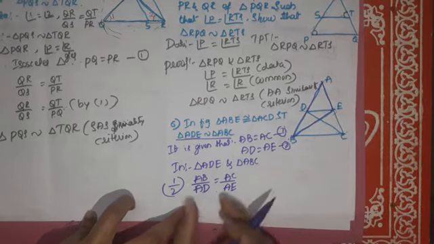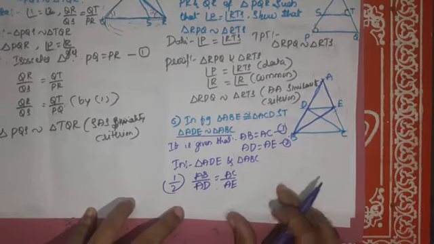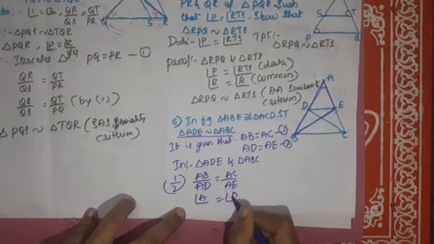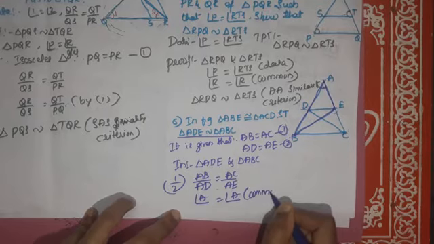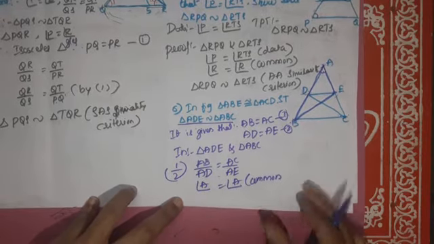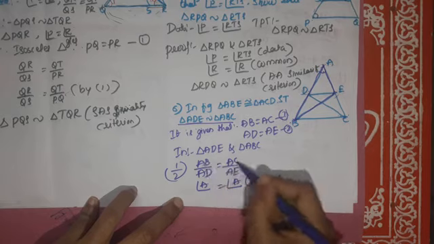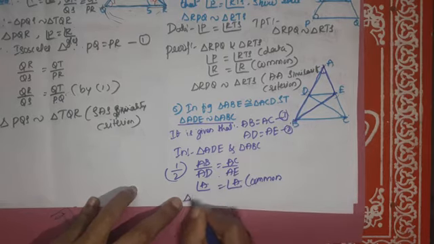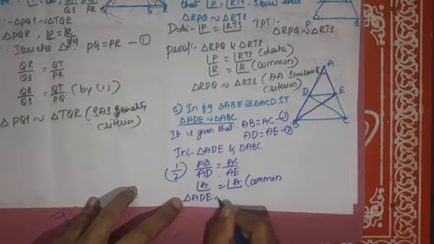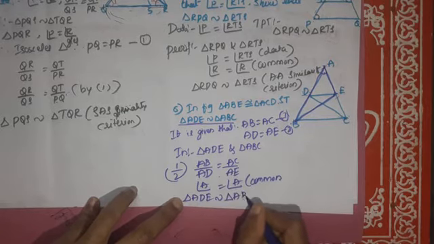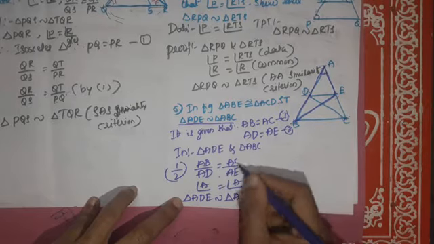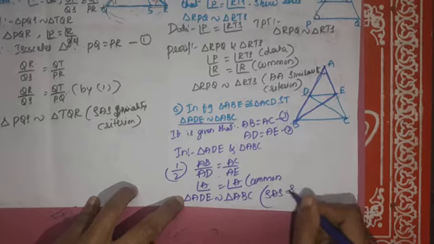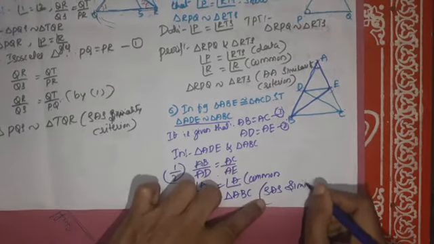Here the sides are in proportion, and one more, this is a common angle. Angle A equals angle A is common. So the two sides are in the same ratio and one angle is equal, then automatically the two triangles are similar. So by side angle side similarity criteria.